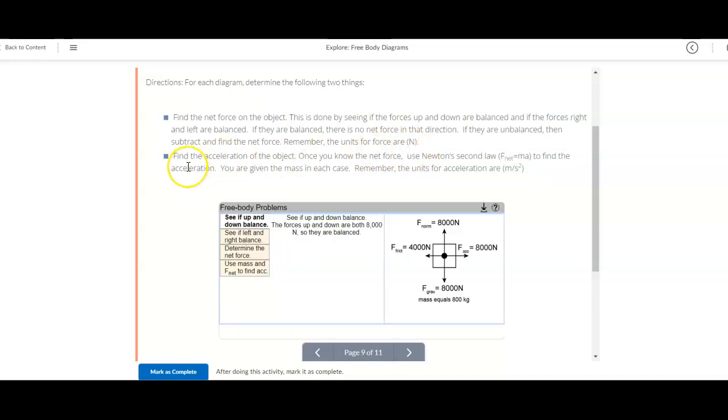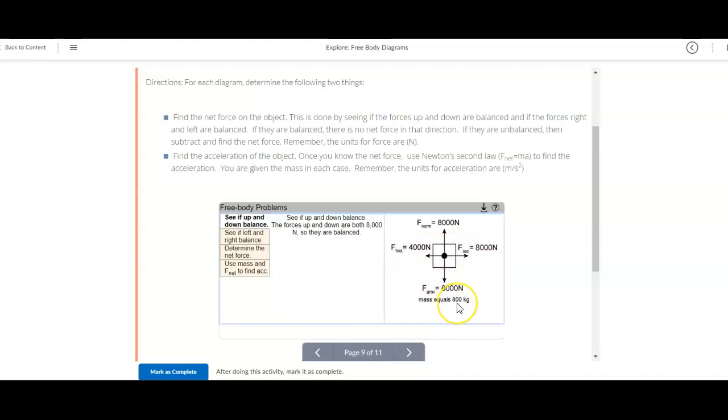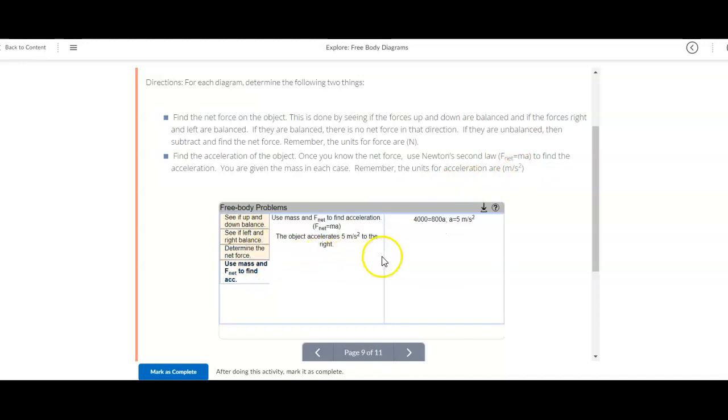So then you find the acceleration of the object. Once you know the net force, right, so we just found 4,000, you can use Newton's second law to find the acceleration. And we're given the mass in each case. So here you can look at the mass is 800 kilograms. So now we know that force is 4,000. So we subtracted those 2 and divide that by 800. And that's going to give us the acceleration in meters per second squared. Okay, so this is just again walking you through the problem, and that gives us the acceleration.